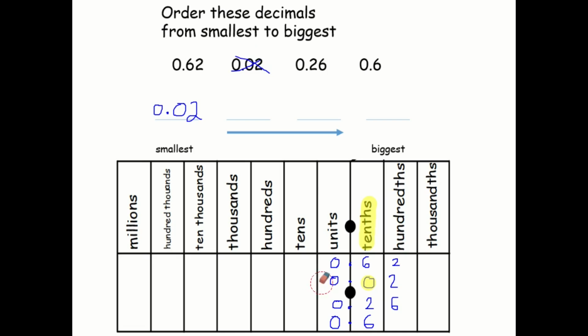So what's left? Well, we've got 0.62 at the top, 0.26, and then 0.6. Well, looking down that tenths column, clearly 0.62 and 0.6 are going to be on the larger side of things, so this one must be the next, 0.26.